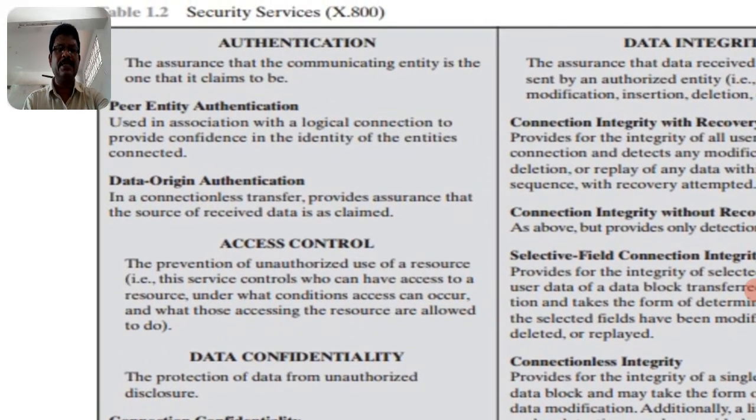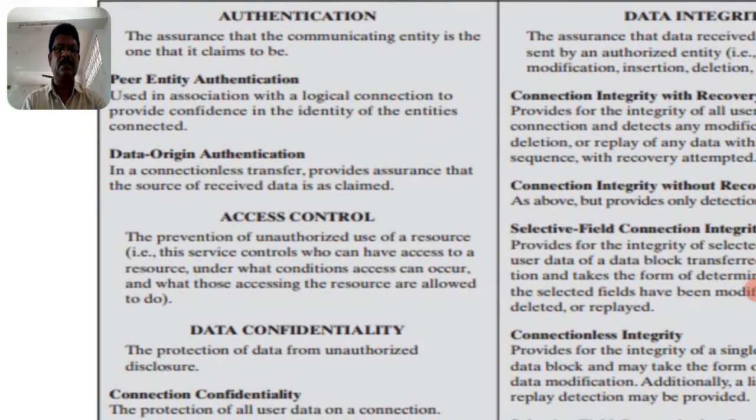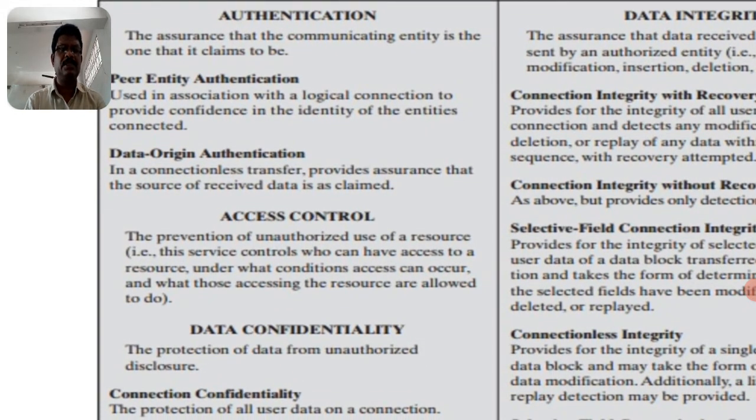And coming to this information, now you can observe authentication. What exactly is authentication? It is the assurance that the communicating entity is the one that it claims to be. That means whatever message is forwarded by the sender, the sender is the entity that it claims to be; he is the only person who takes that particular authentication.